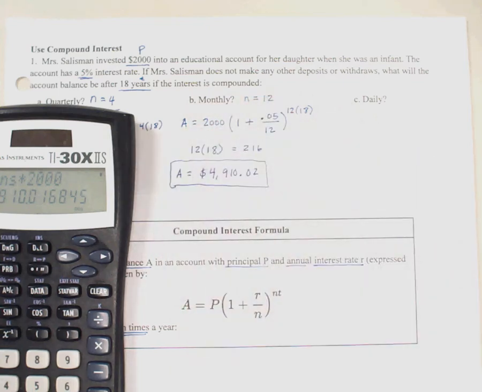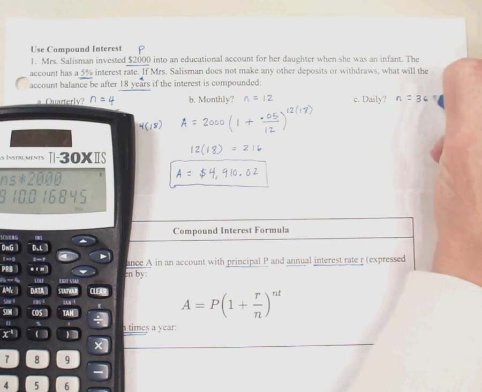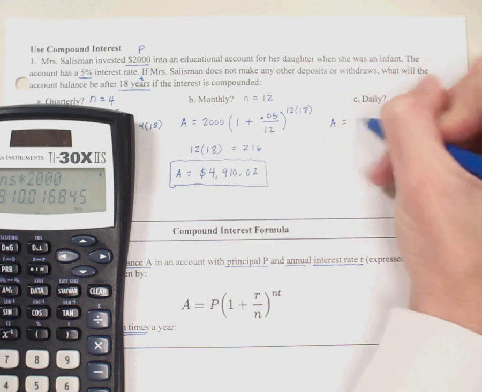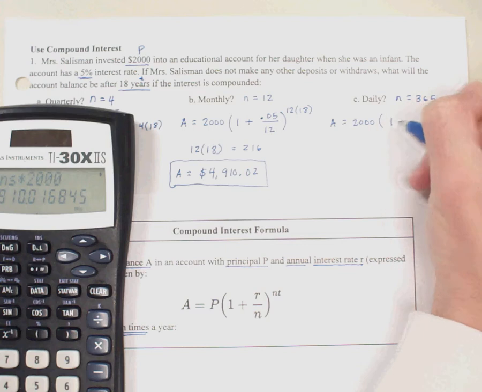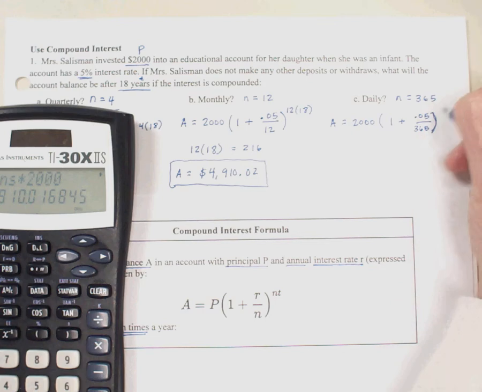Next, I'm going to calculate to see what the account balance would be if the interest was compounded daily. Now, within daily, how many days are in a year? So n would equal 365. So once again, I'm going to plug the information into the formula. So A equals, my principal is 2,000 times 1 plus r is 0.05, all divided by n, which is 365. Okay, and then my power, n, is 365 times 18.